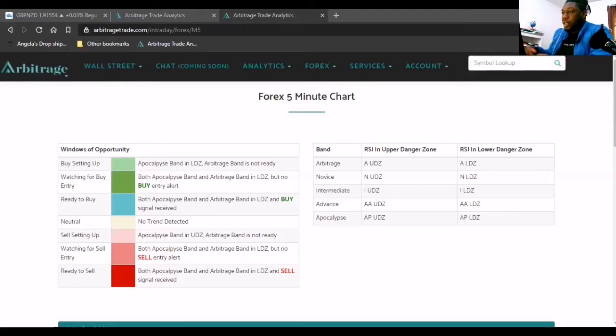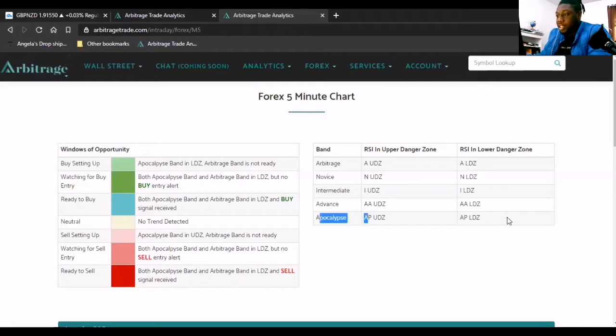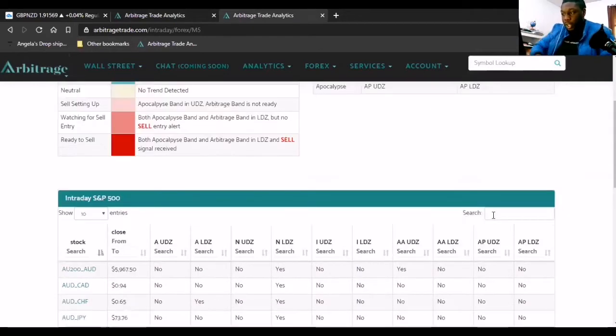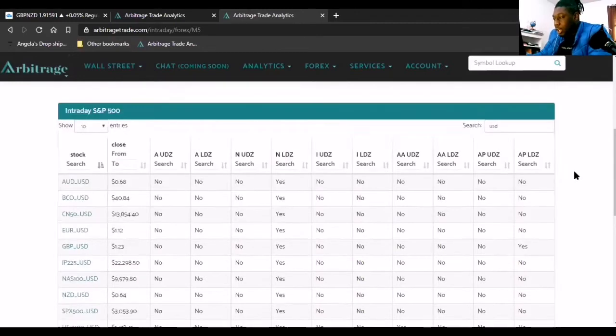All right, so I'm going to do my usual. Like I usually do, the 5-minute chart is what I look at on the website, and I look at the apocalypse for the 5-minute chart, because the 5-minute chart is the same thing as the 1 hour Forex chart, which is on the arbitrage band. That's what I look at every Tuesday morning, and then I'll look at potential trade setups. So let's get started with USD, because that's what we're going to be getting into. We're going to be getting into the New York session in about 50 minutes.